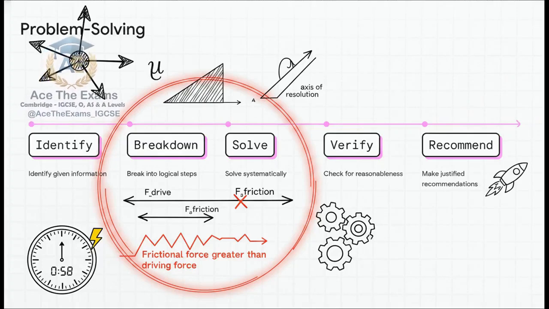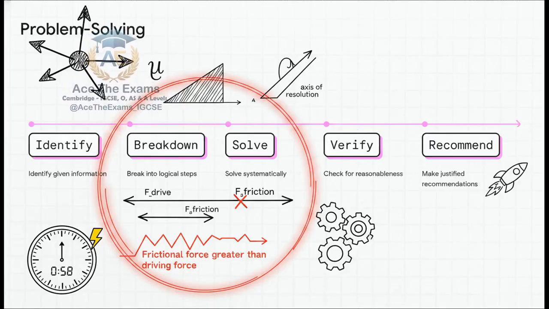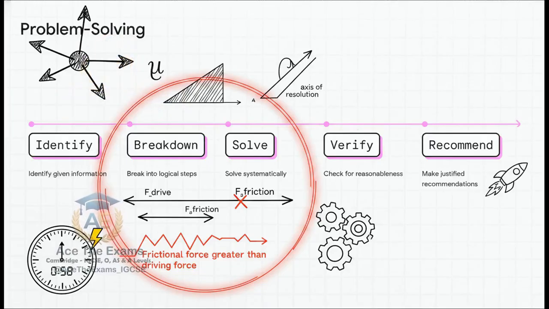Here is an elite navigation hack. When faced with an inclined plane, tilt your internal axis of resolution to align perfectly with the plane itself. By doing this, you instantly eliminate the normal reaction force from your parallel motion equation, saving massive amounts of calculation time.